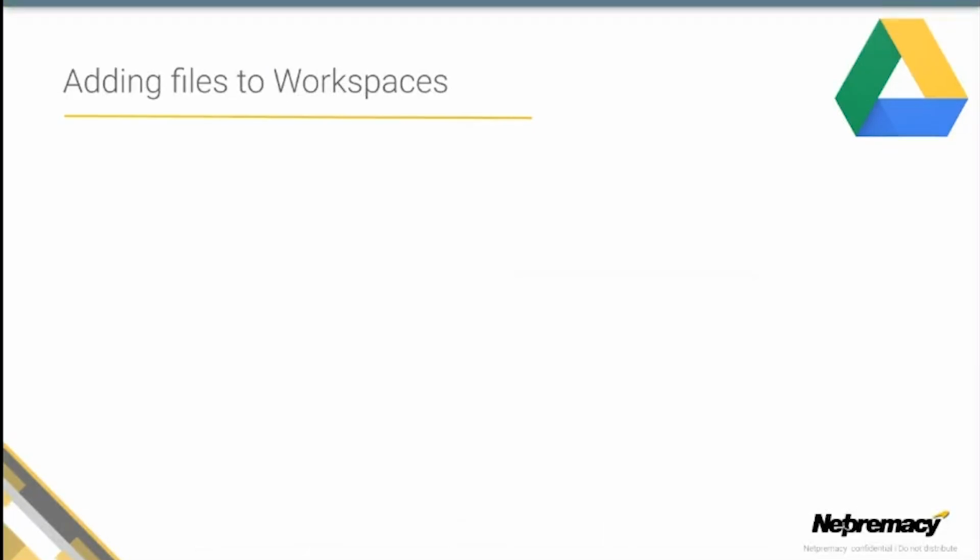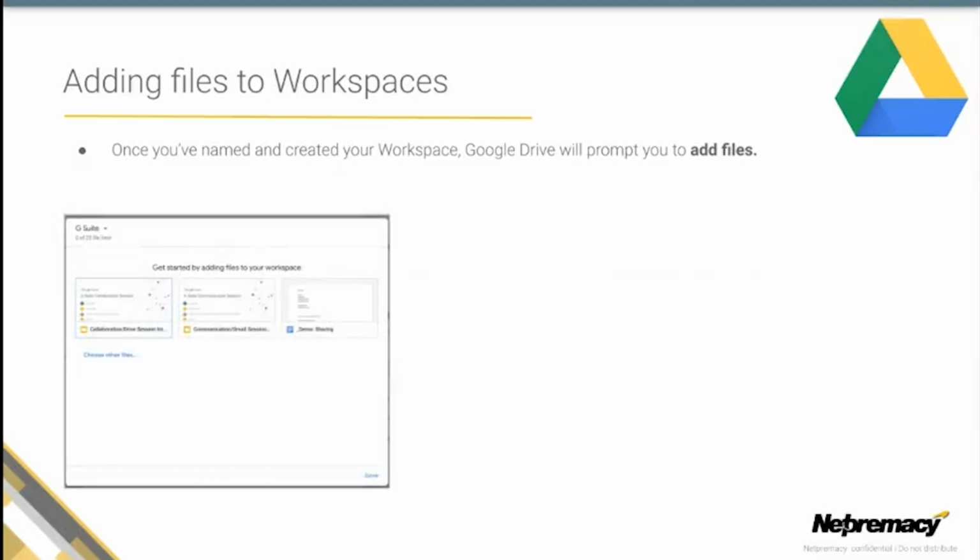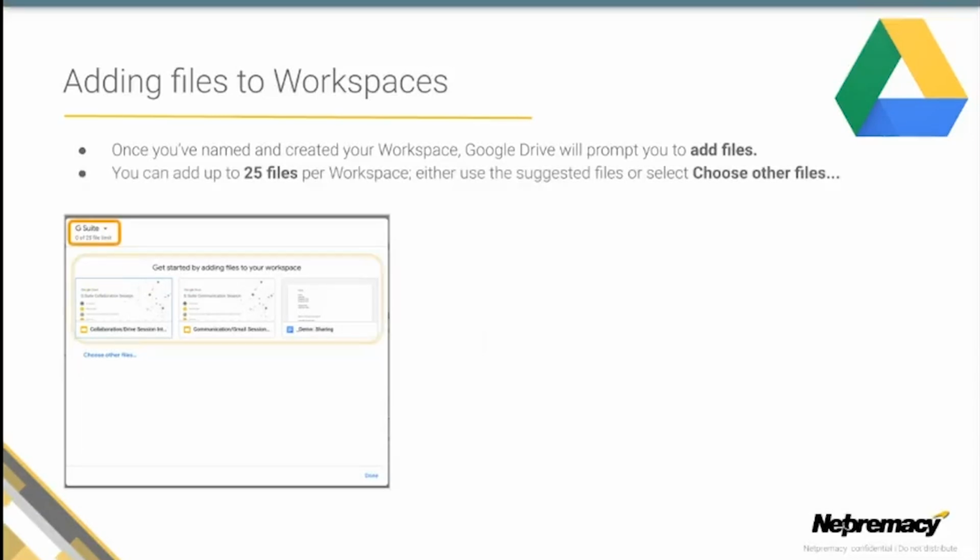Once we've created that workspace and you've named it, it is going to prompt you to add files. Now, inside of each of your workspaces, you can hold up to 25 files, and you can choose any files that you want to place in there. You will see that Google will suggest some files to you. Typically it will be any files that you regularly use or have a similar name to what you've titled that workspace. However, you can also choose other files.